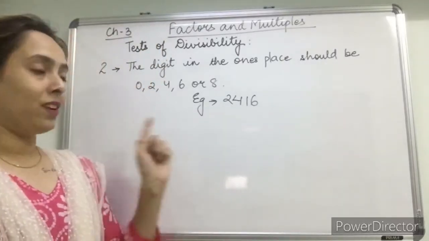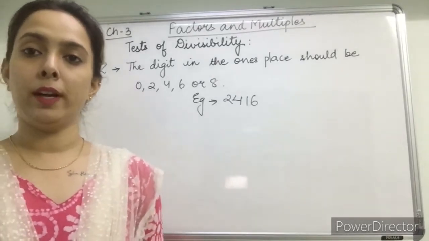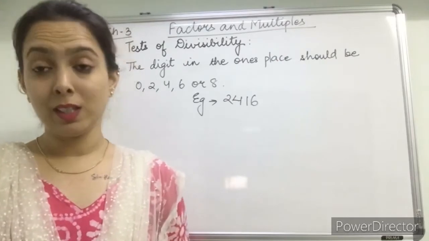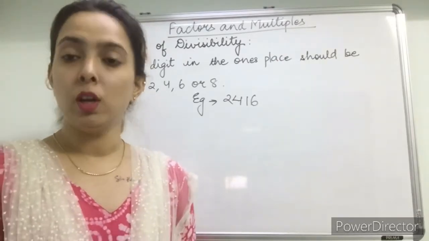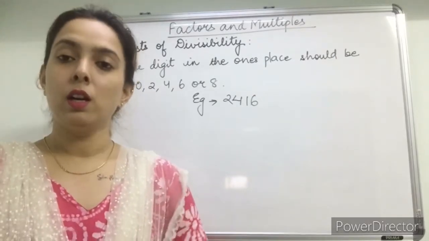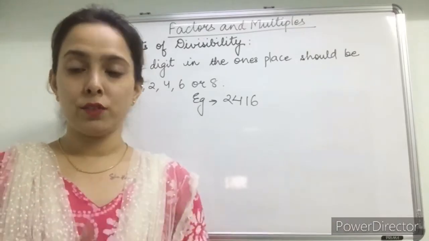Divisibility rules. First is a rule for 2. It means if a larger number is given to us, how will we find out whether this number is divisible by 2 or not? There are some fixed rules which we can use in our calculations, and the rules are from 2 till 15.